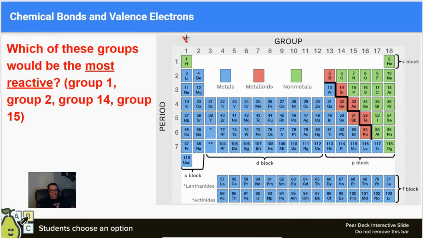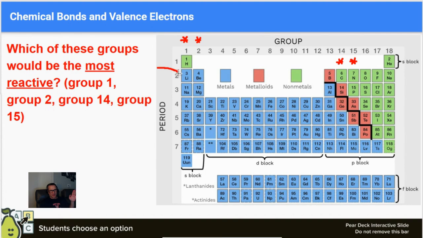All right, so group 1, hydrogen and lithium's group with their one valence electron. Group 2, beryllium's group with its two valence electrons. Group 14, carbon's group with their four valence electrons, or group 15, nitrogen's group with its five valence electrons. All right, think about it. Now remember, an element's chemical reactivity is determined on how close it is to achieving a full outer shell. Now, which one of these four is the closest? And the answer is right here.